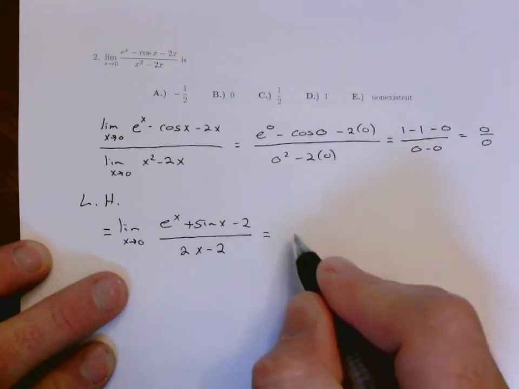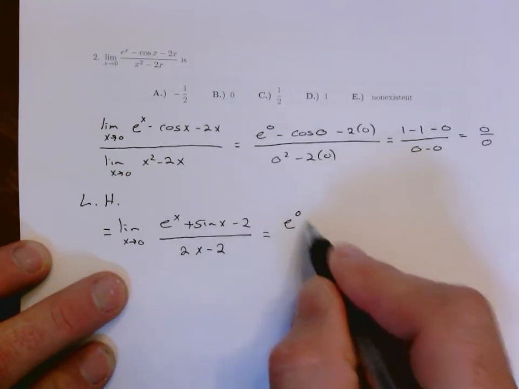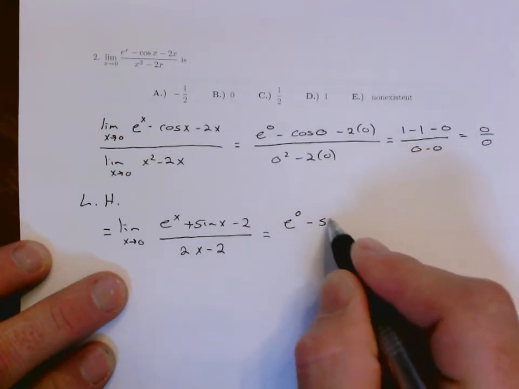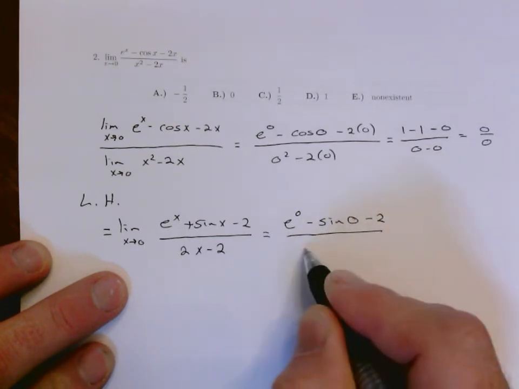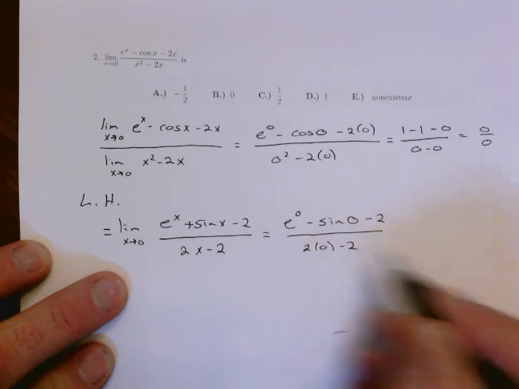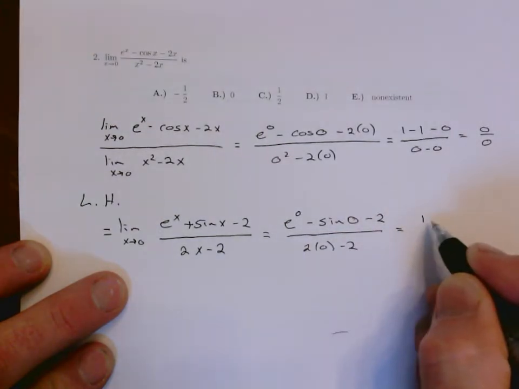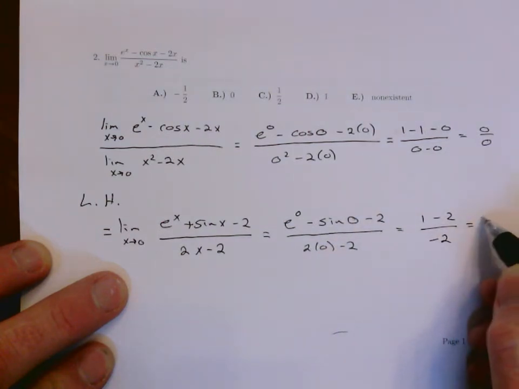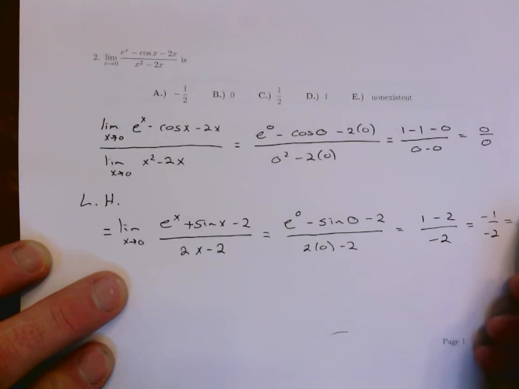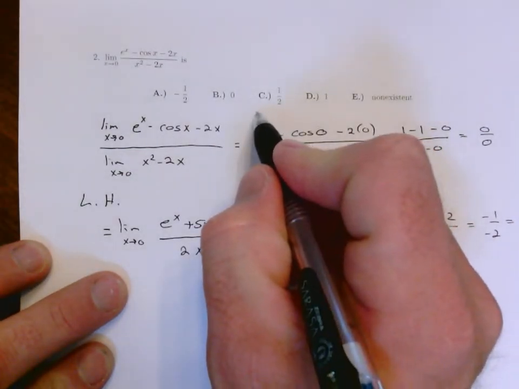And so when you plug it in, you get e to the power of 0 plus sine of 0 minus 2, all over 2 times 0 minus 2. And that gives me 1 minus 2 all over 0 minus 2, which gives you negative 1 over negative 2, or 1/2. Okay, so the answer here is going to be C.